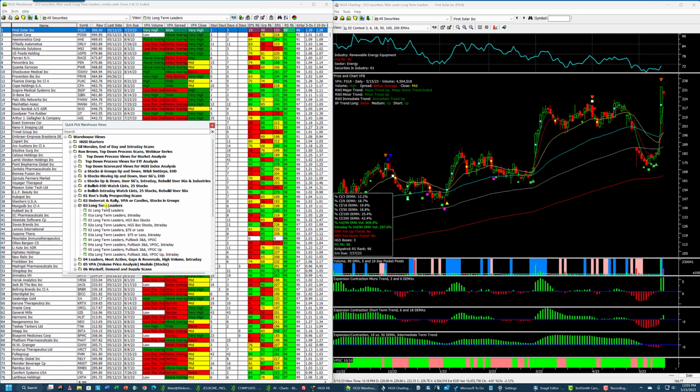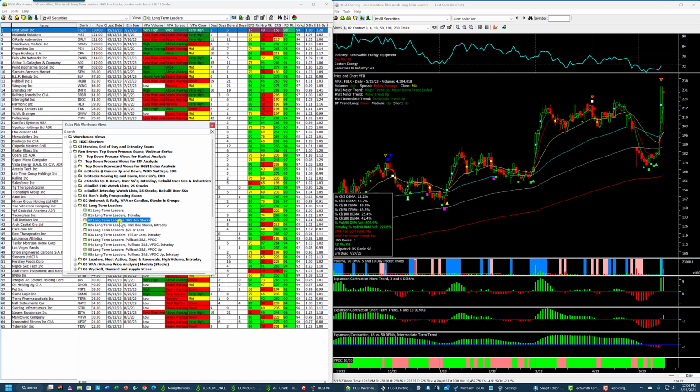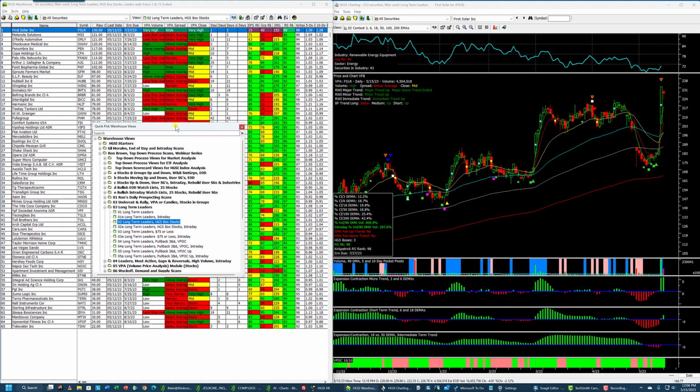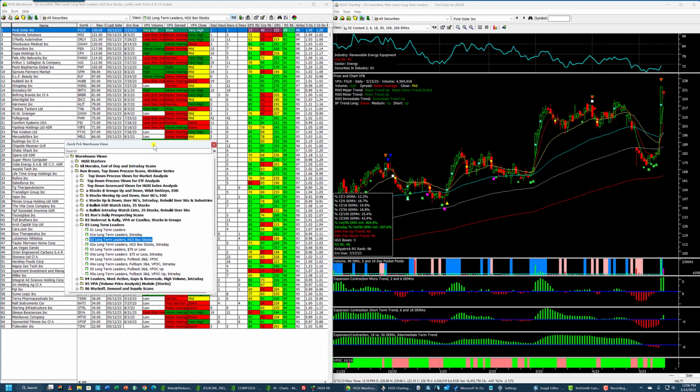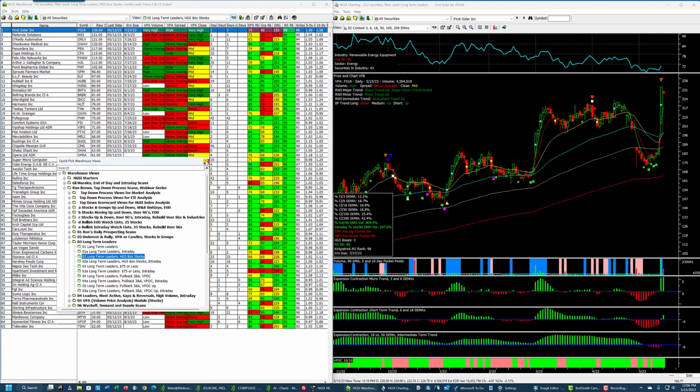I'm using one of my scans called Long-Term Leaders because it's based upon relative strength. And rather than using Long-Term Leaders, which pulls up 253 stocks, I'm going to go down here to Long-Term Leaders, HGS Box Stocks. Now, most of you probably know that box stocks are stocks with consistent earnings growth, and just by requiring that, I can eliminate a lot of stocks to look at.